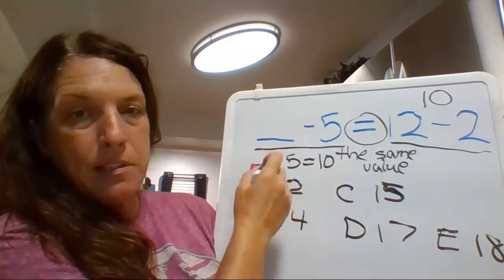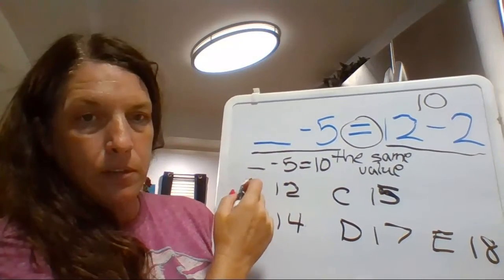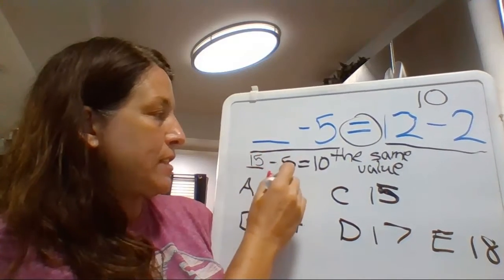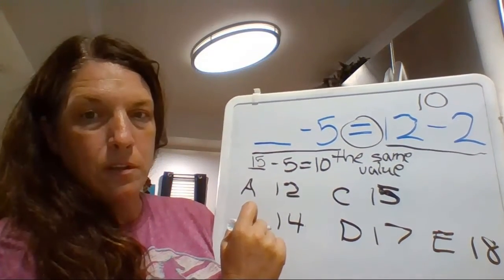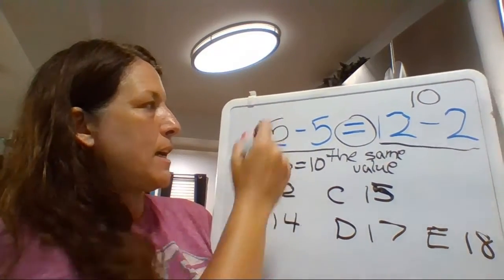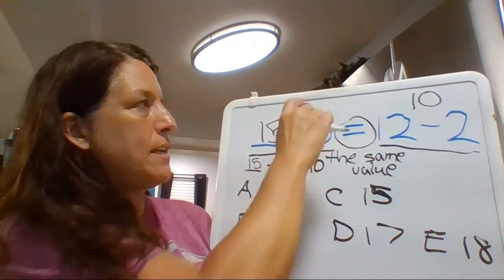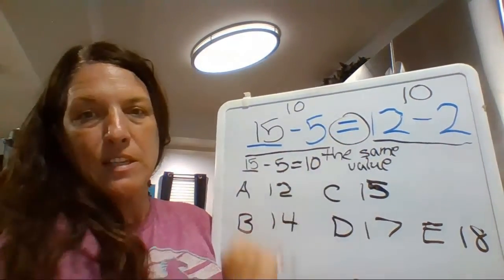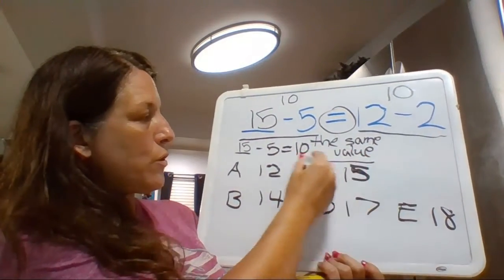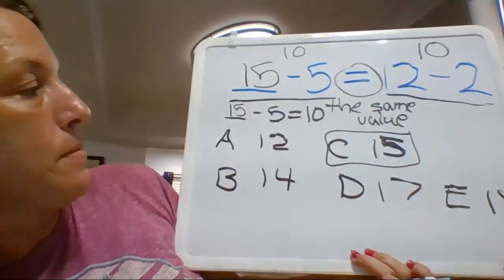And we know the opposite of subtraction is addition. So what is 10 plus 5? 10 plus 5 is 15. So 15 take away 5 equals 10. So to make this side equal 10, this would have to be a 15. 15 take away 5 equals 10. Both of our sides now have the same value. So your answer for quick pick number 1 should have been C.